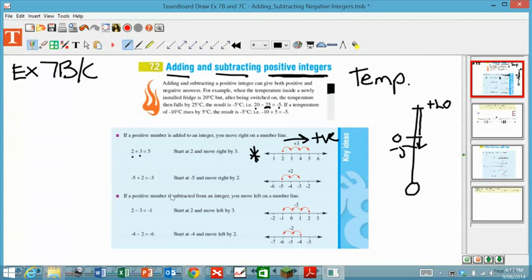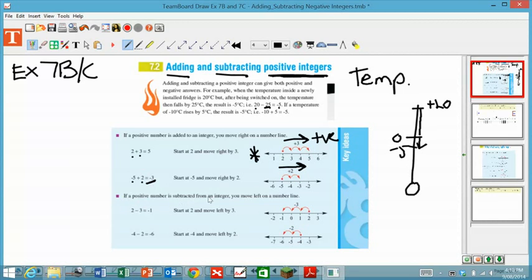Okay, so if you start at 2, move to the right. If you start at -5 and add 2, so start at -5 and you add a positive 2, you're still moving to the right. Yes, you start at -5, but you're adding a positive integer, so you're still moving in a positive direction or towards the positive numbers. You still end up with a negative answer. You start at -5, and the temperature, again, we talk temperature, we start at -5, temperature goes up 2 degrees, we end up at -3. Okay, but it's still moving to the right.